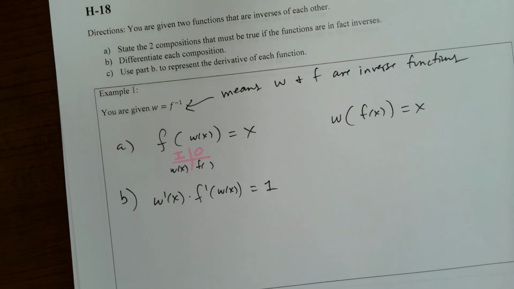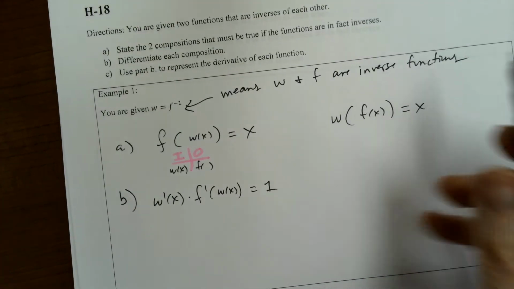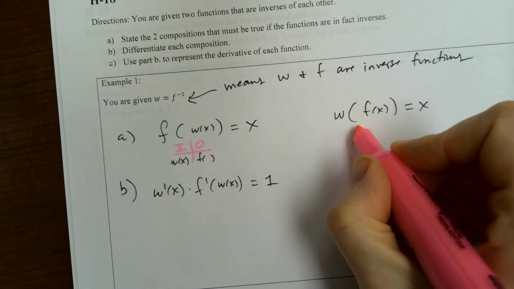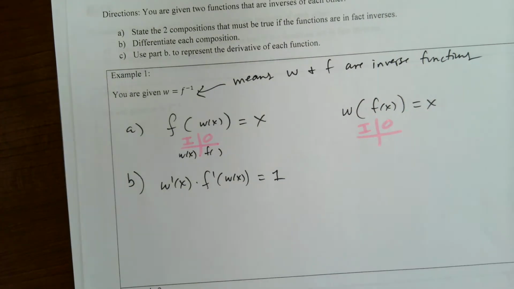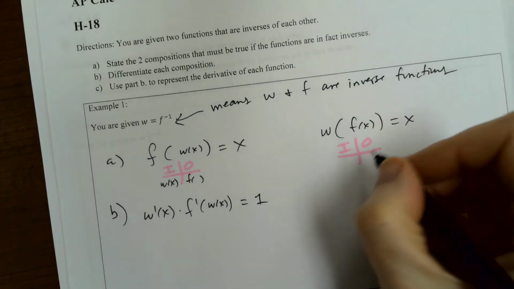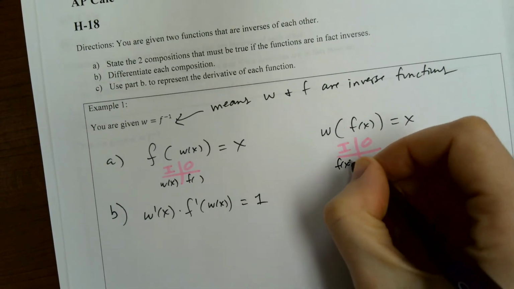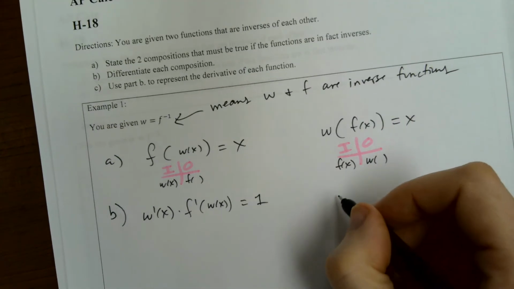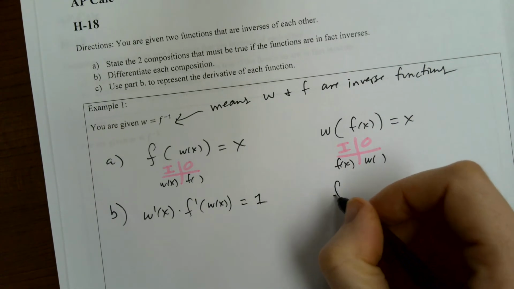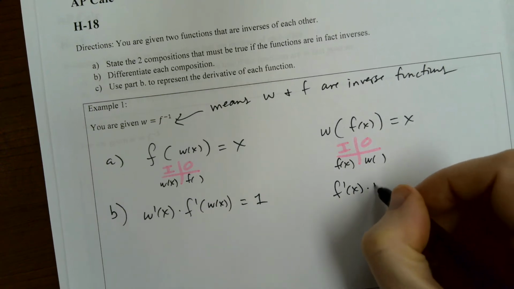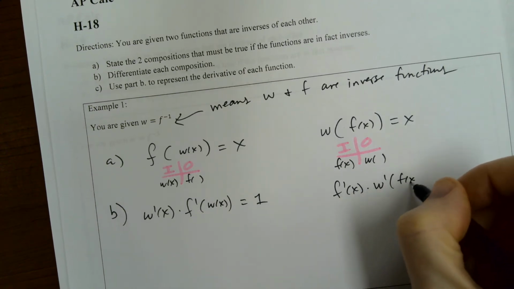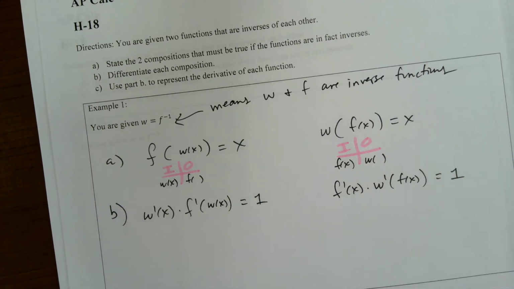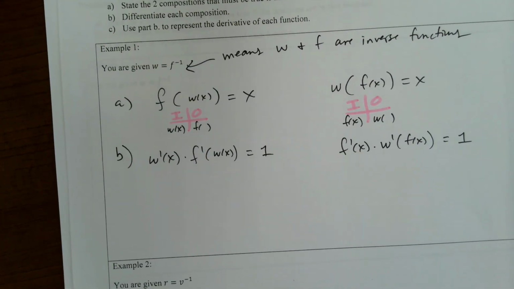All right, let me do it over here. So in, out, and if you can skip the chart, that's great. So this time f is on the inside and W of blank. So this is f prime of x times W prime of f of x equals 1. Okay, that was part B.